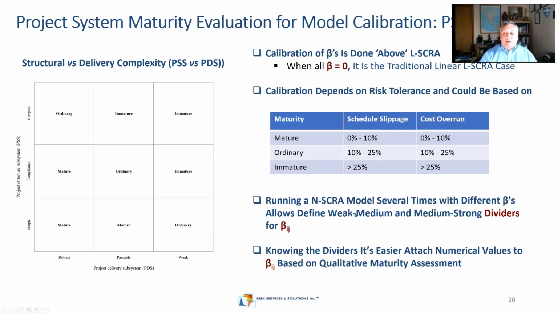After that, you put the same dividers, same betas to your model, run it several times, and then you will pin down the beta parameters that will correspond to the divisions, dividers between weak and medium and strong situations for a project system. And when you know that, then you can discuss the particular beta parameters for particular dividers, for a particular mature or ordinary or immature system inside of those ranges.